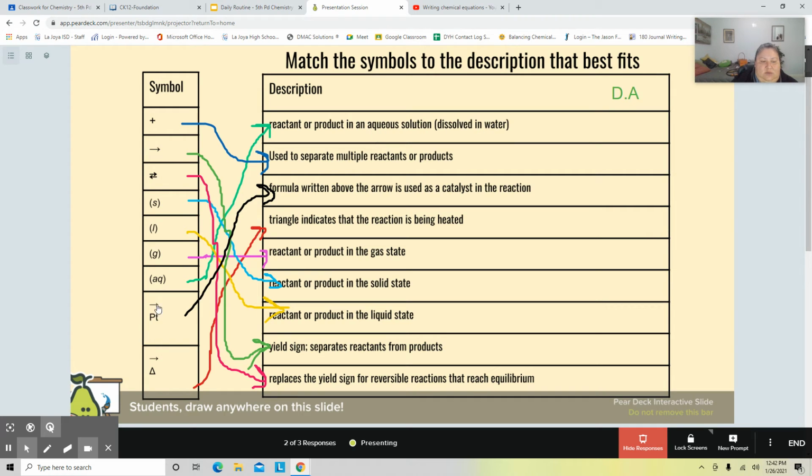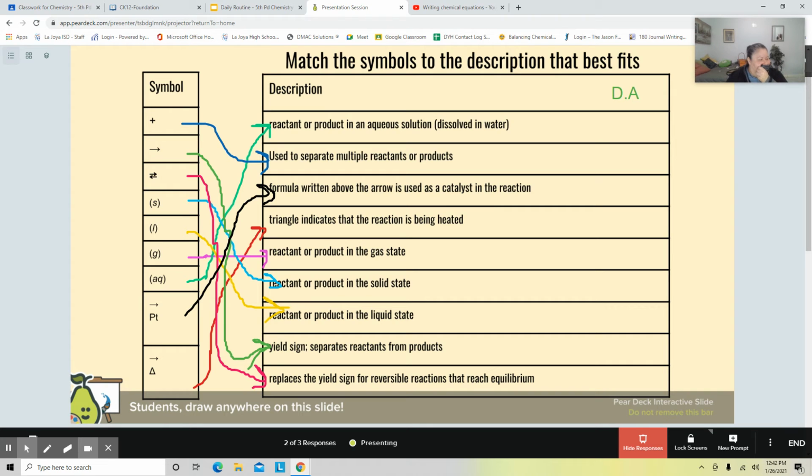And then anytime you have a formula over or under a symbol, that just means that it's a catalyst. It's speeding things up. And the triangle, it can be above or below, is an indicator that your reaction was heated. Very good, Miss Dominique.